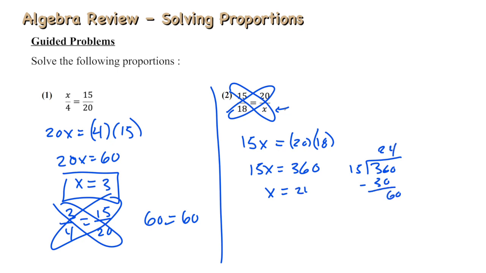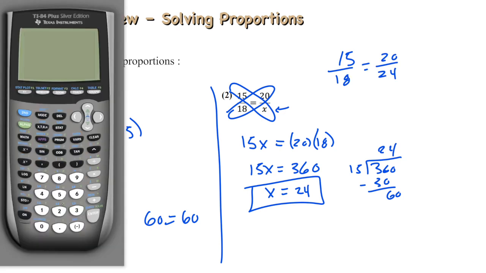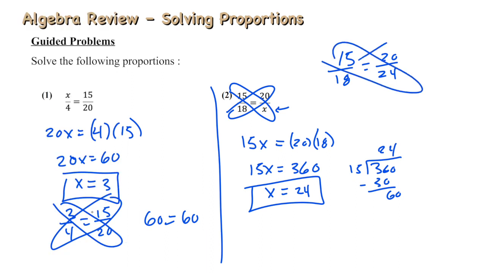4. We get 24. And again, you can plug this in to the proportion and say, well, 15 over 18 is equal to 20 over 24. And if I do 15 times 24, that gives me 360, and 18 times 20 gives me 360. So the cross products are equal. That helps me verify that my answer, x equals 24, is correct.